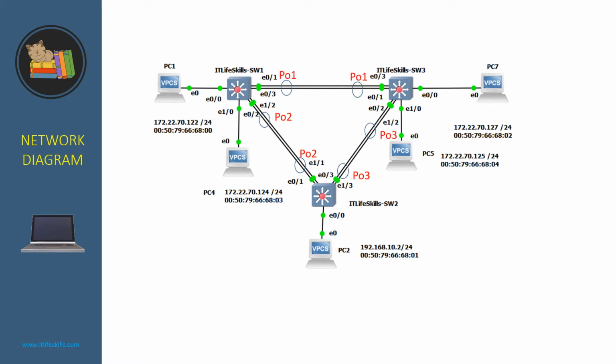In this lesson, we will log into PC2 and ping other PCs for the switches to build MAC address tables. After that, we will check the MAC address table on IT LifeSkill Switch 1. Then we analyze its frame forwarding decision using the hash algorithm when forwarding frames via an EtherChannel.